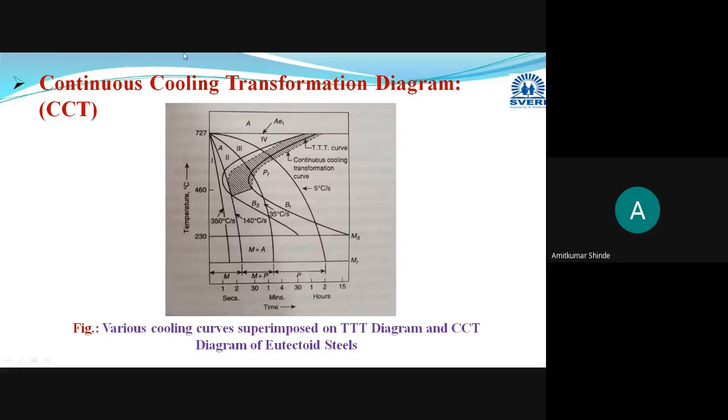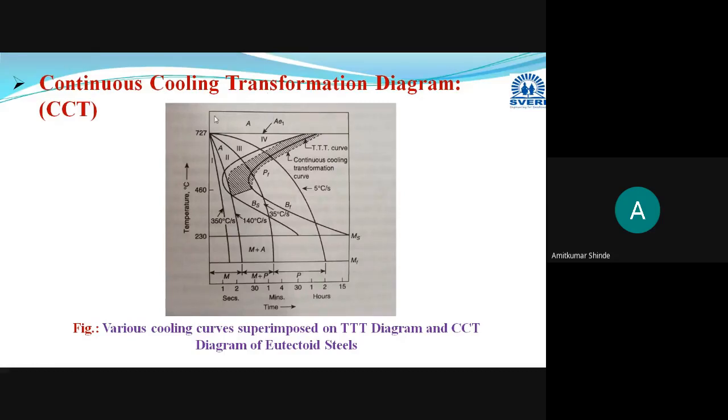This is the TTT curve. First, you have to draw the TTT curve, then the CCT curve shown by this dotted line. This is the CCT curve. Now, I will explain how this continuous cooling transformation curve is obtained.